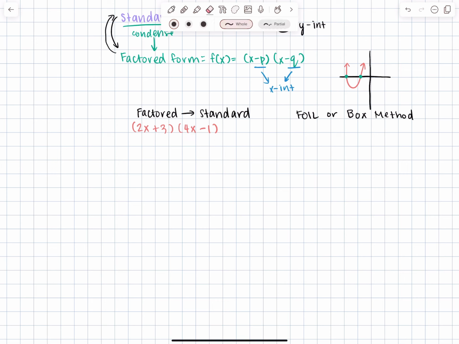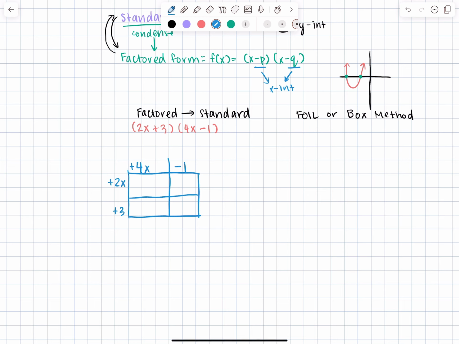So we have to create our box. We have 2x plus 3, positive 3. And then here we have 4x, negative 1. Make sure you're staying consistent with your signs. If there's a positive, it's always a good idea to write that plus sign in front.